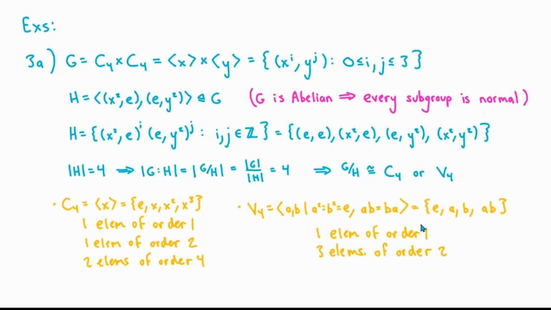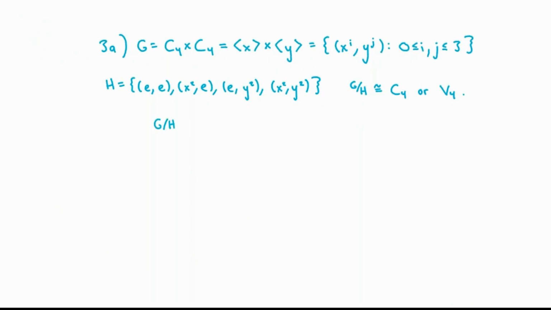So one way that I could try to distinguish between these two groups is by counting the number of elements of order 2 or of order 4. In order to do that, let's first of all work out what the four elements of this quotient group are.